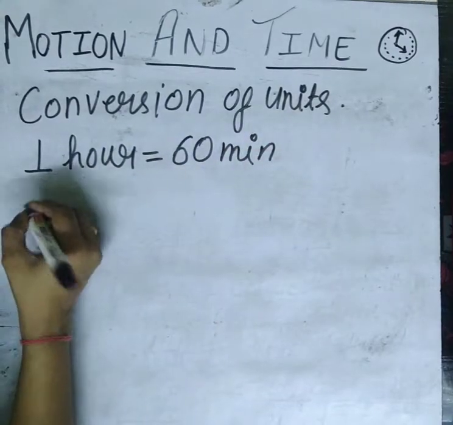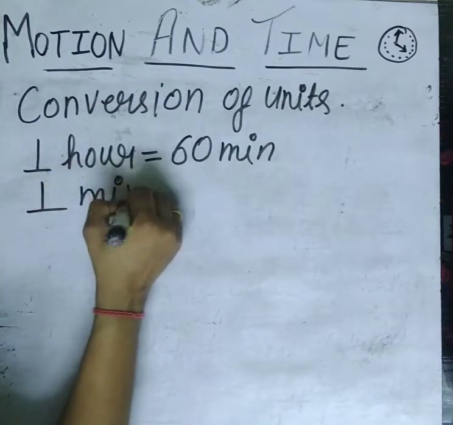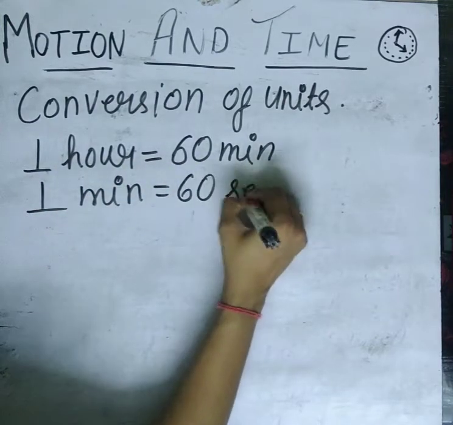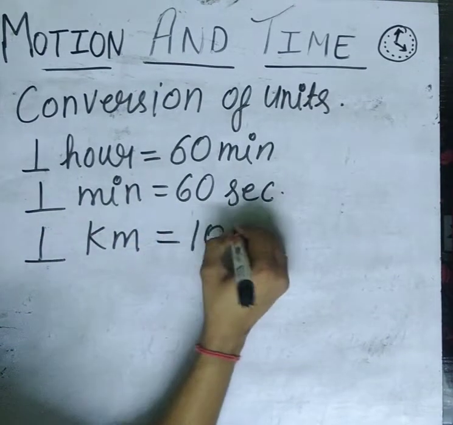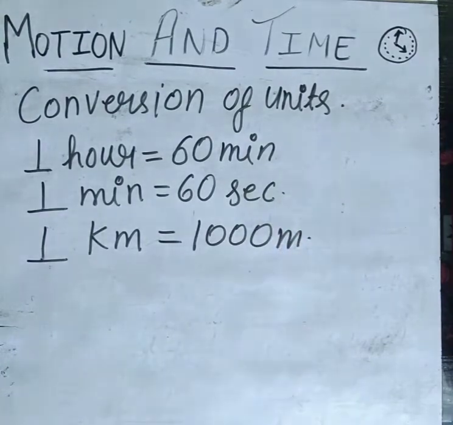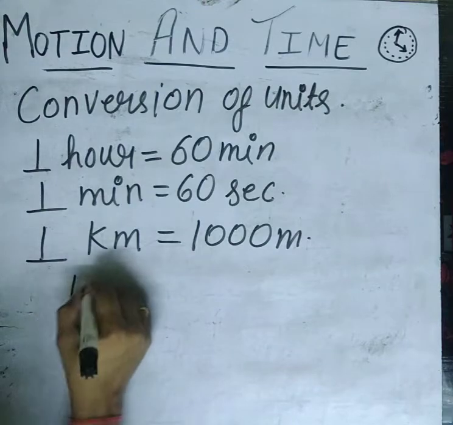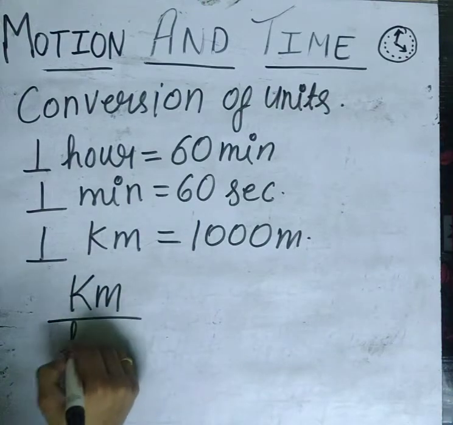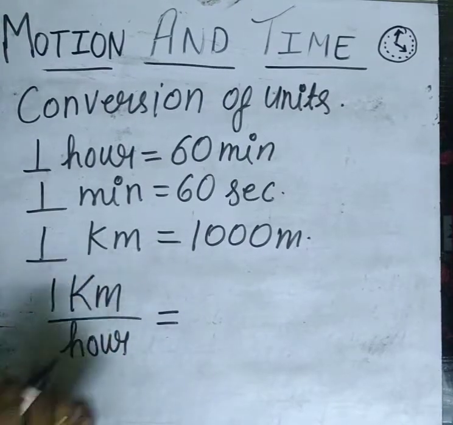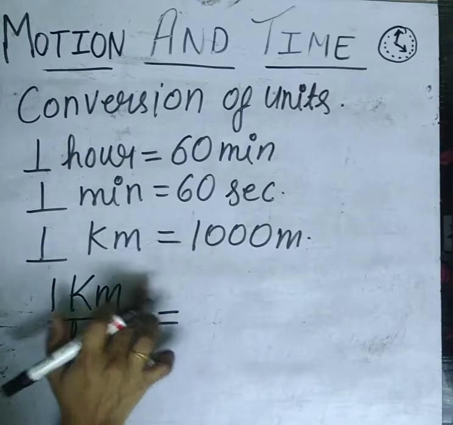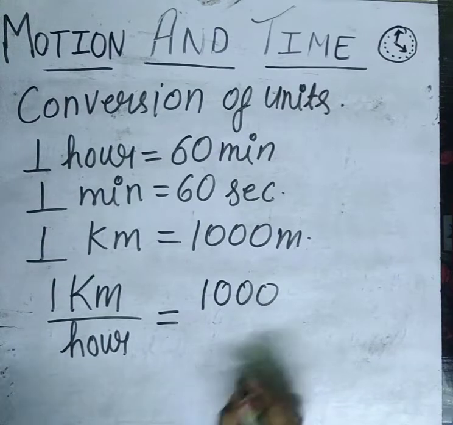Then how many seconds are there in 1 minute? So again you all know that there are 60 seconds also. Then how many meters are there in 1 kilometer? We all know that there are 1000 meters. Now in the previous one I told you that whenever we are writing kilometer per hour, it means it is in division form. Now if 1 kilometer is equal to 1000 meters, so instead of writing this 1 kilometer I can write down 1000 meters here. So I wrote down this 1000 meters here.